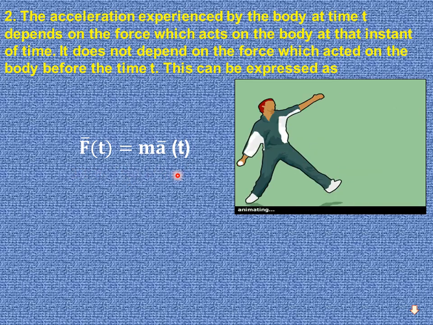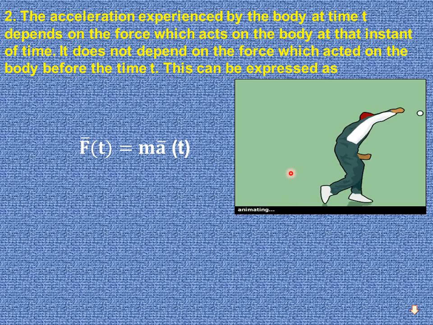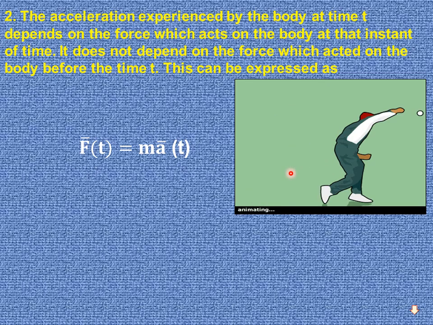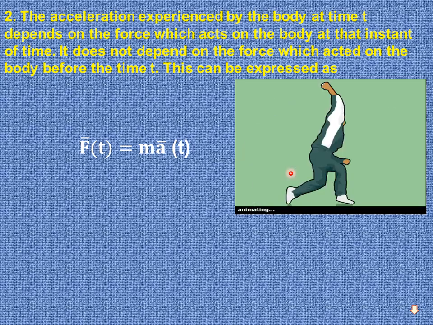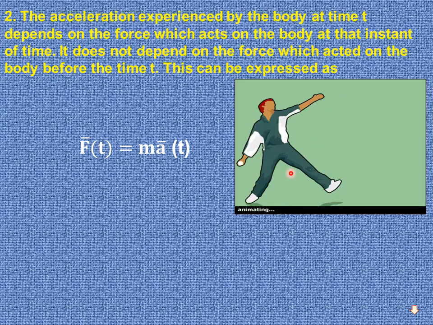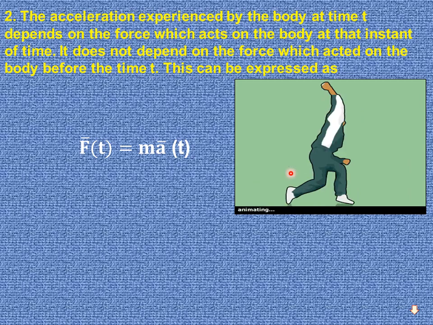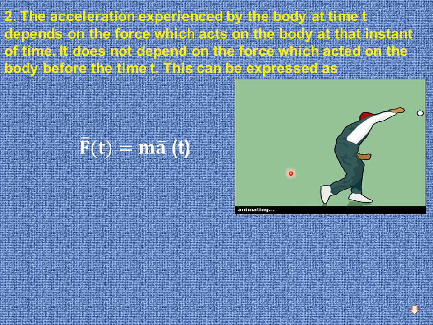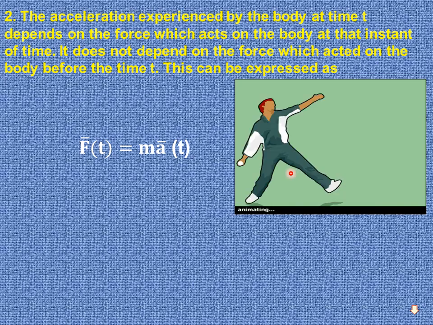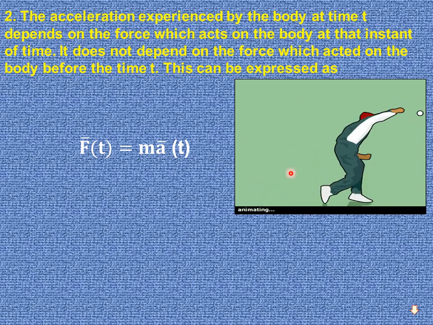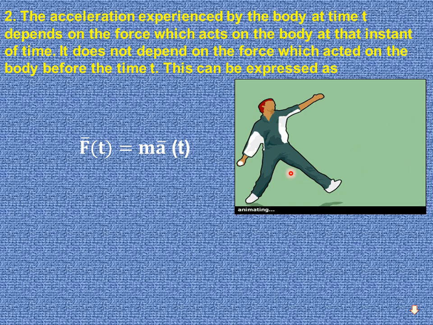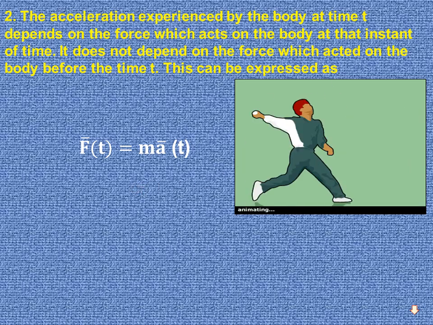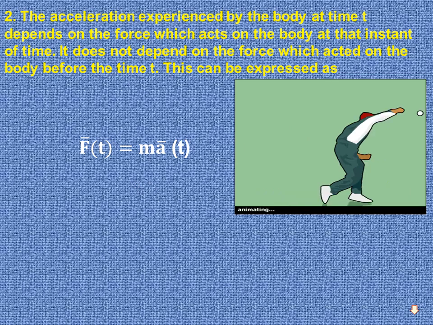which can be proved using an example. When a spin bowler or a fast bowler throws the ball to the batsman like in this picture, once the ball leaves the hand of the bowler, it experiences only gravitational force and air frictional force. The acceleration of the ball is independent of how the ball was bowled, that means with a lower or a higher speed. Okay, so let's move to the third.